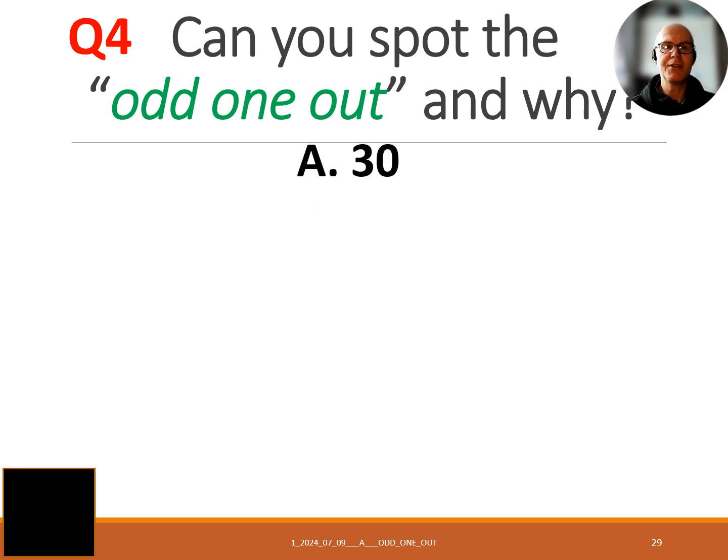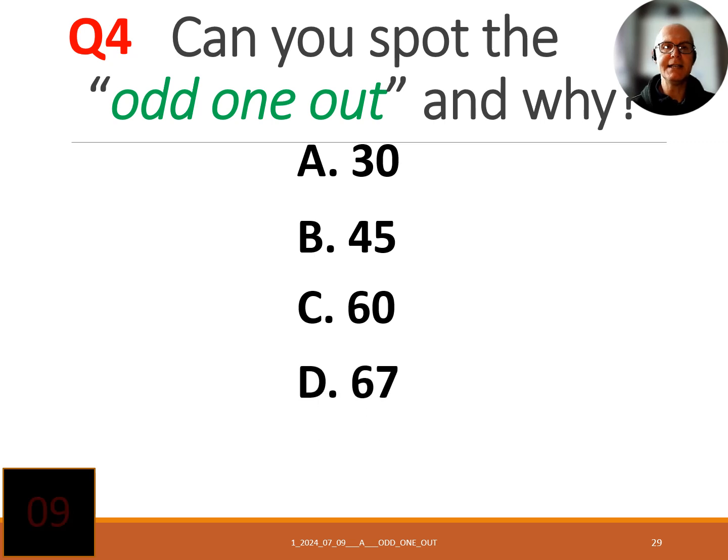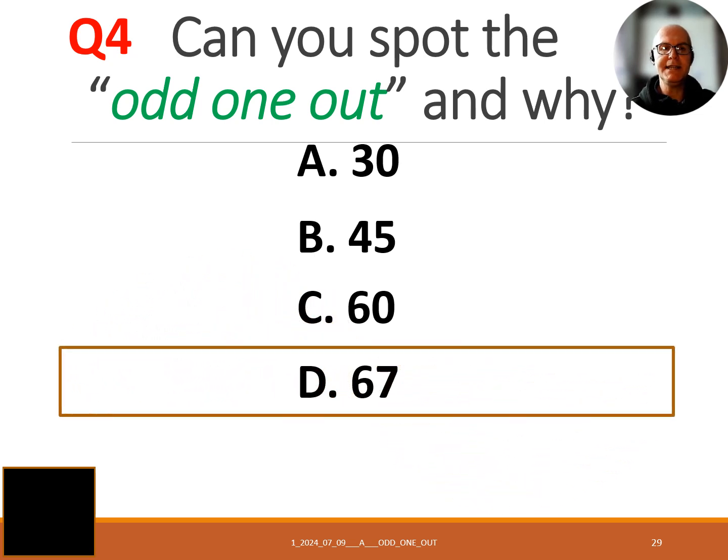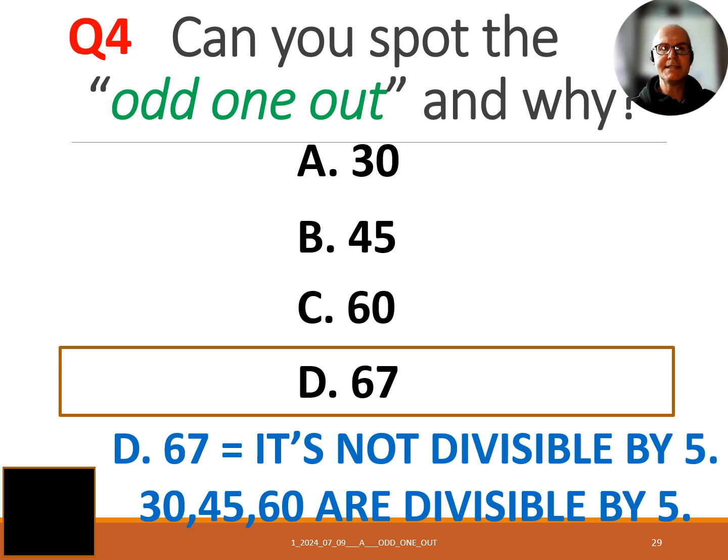Question 4. A, 30, B, 45, C, 60 and D, 67. What was the odd one out here and why? It was 67, D, because 67 is not divisible by 5. The other 3 are divisible by 5. 30, 45 and 60 are all divisible by 5. They're all part of the 5 times table.